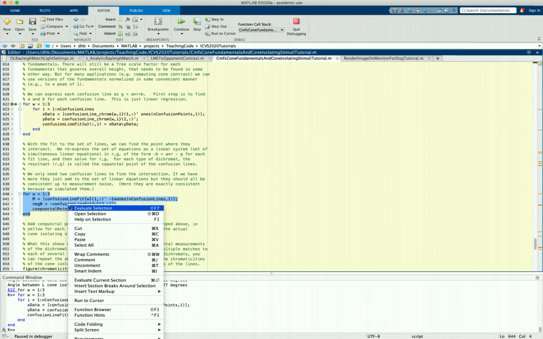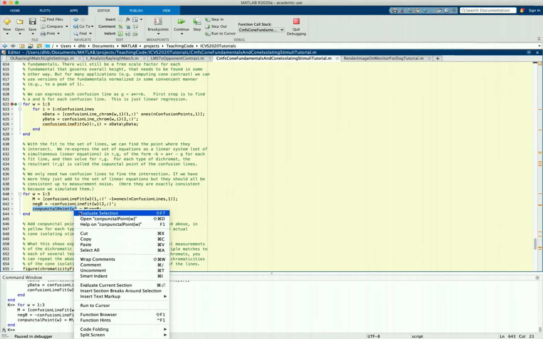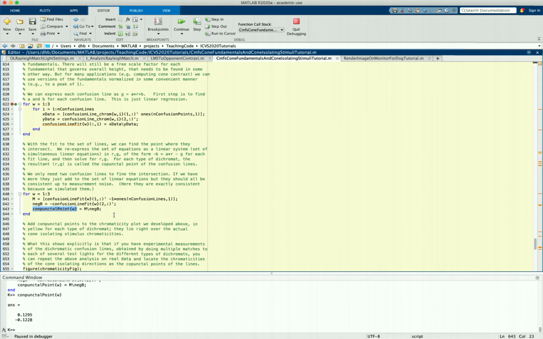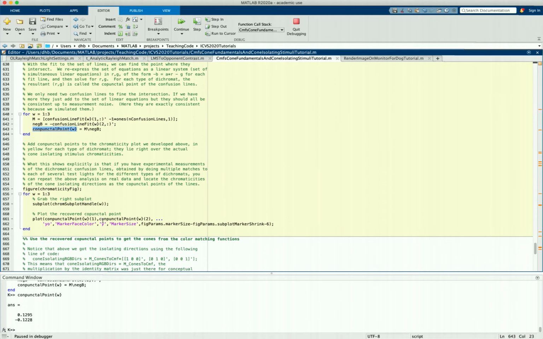So I'll run that, and if we just look at copunctal point 3, it better be a column vector. There it is. That's the intersection point. Now we've already made a plot in chromaticity diagram with one subpanel for each type of dichromat, and the spectrum locus and the confusion lines, and you can see where they intersect. So now we're just going to take that figure, bring it back up, plop onto it in yellow the copunctal points that we just solved for, and show that they lie where they ought to lie.